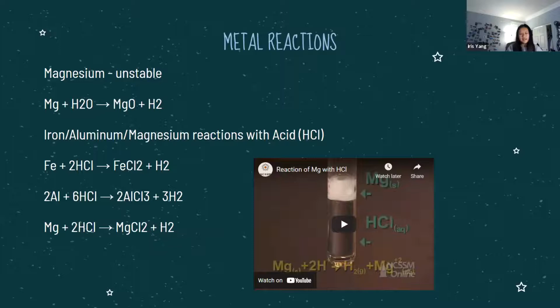When we say it reacts, usually it'll form a gas which is observable to the naked eye. I'm going to show you an example later with magnesium and hydrogen chloride. But with water, it'll form somewhat of the same reaction, just less severe. And then iron, aluminum, and magnesium all react with acid. For the purpose of experimenting, we're going to say that we're reacting it with HCl.